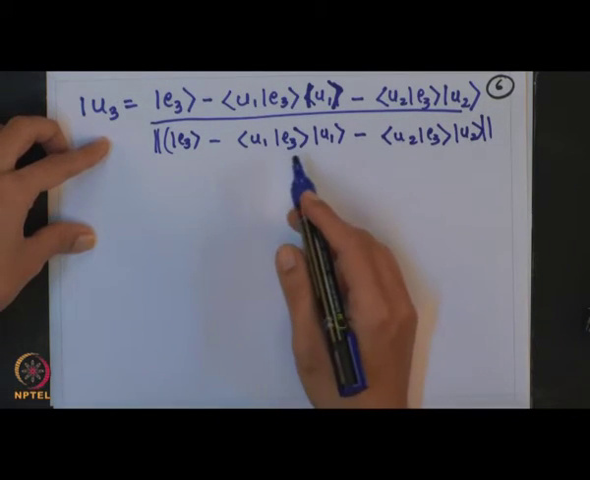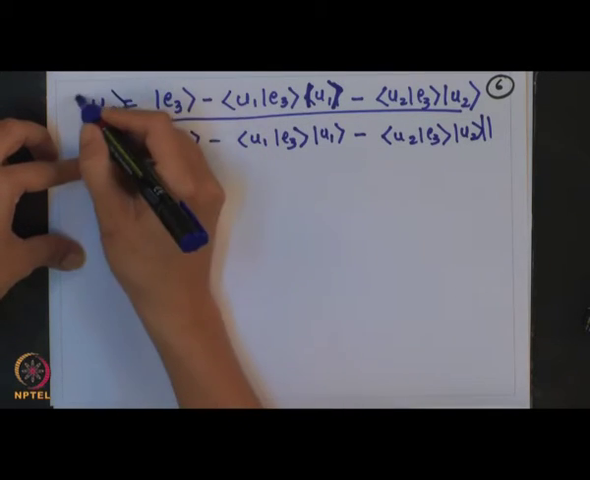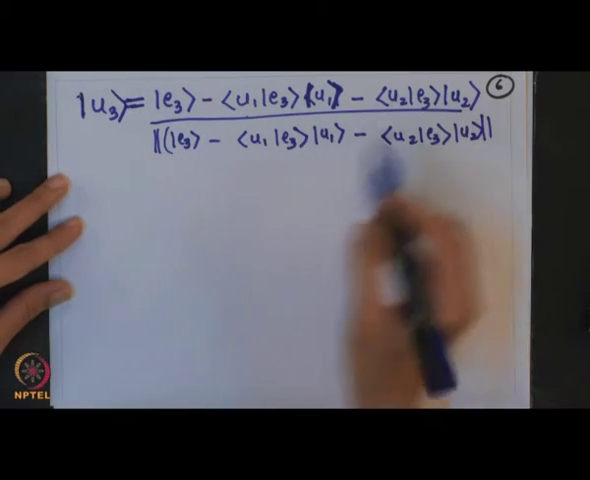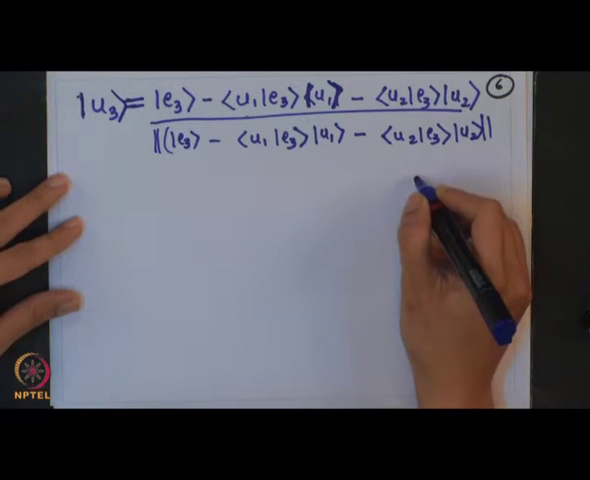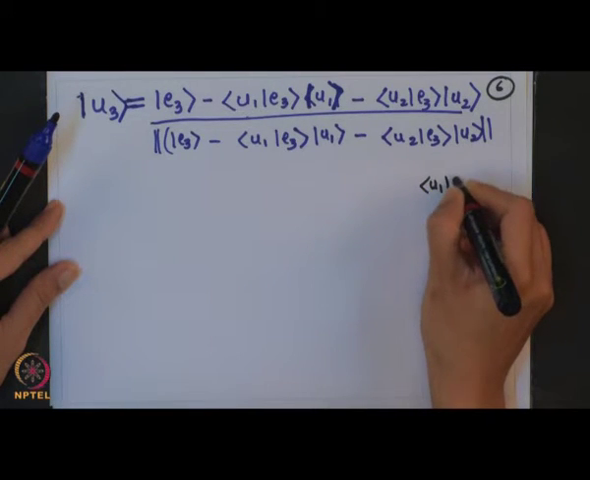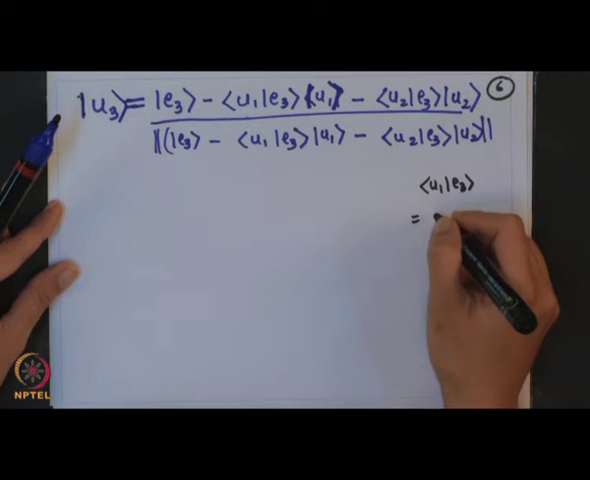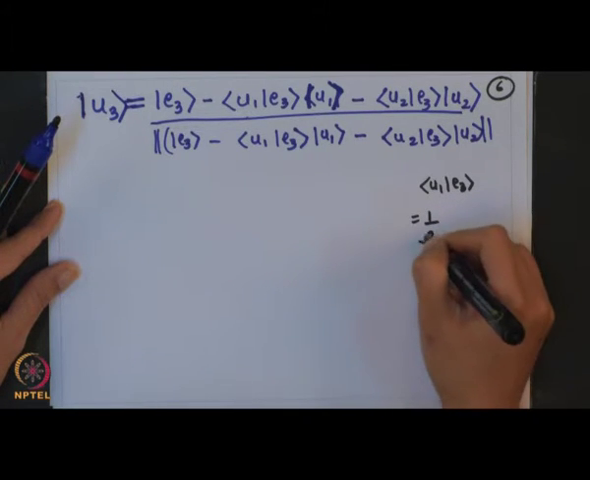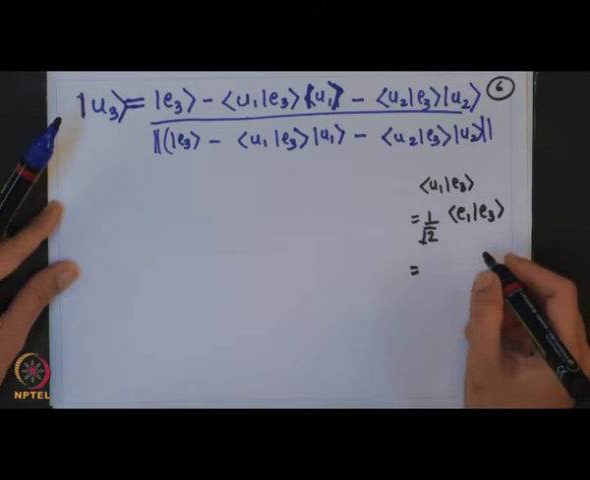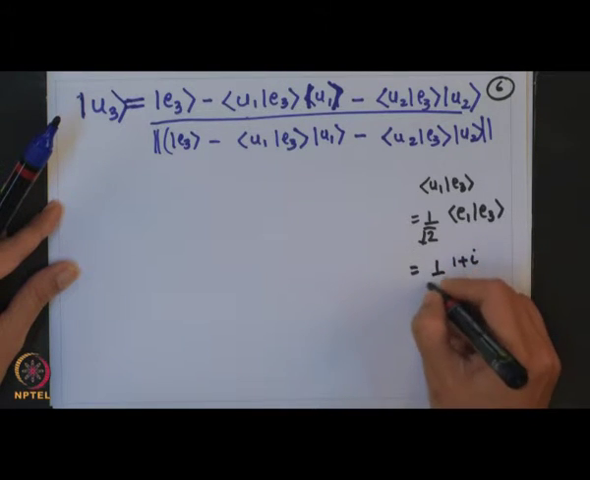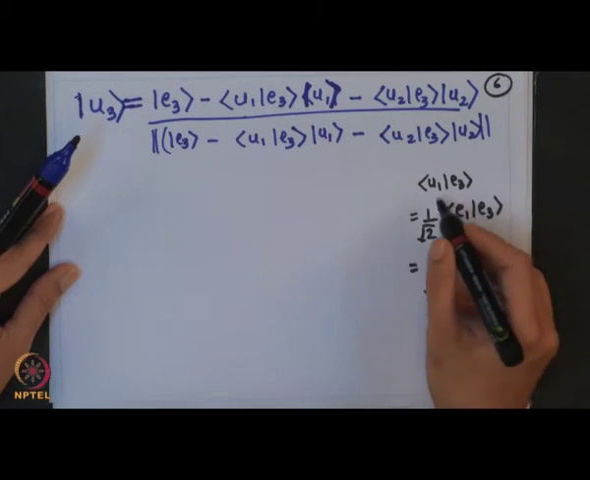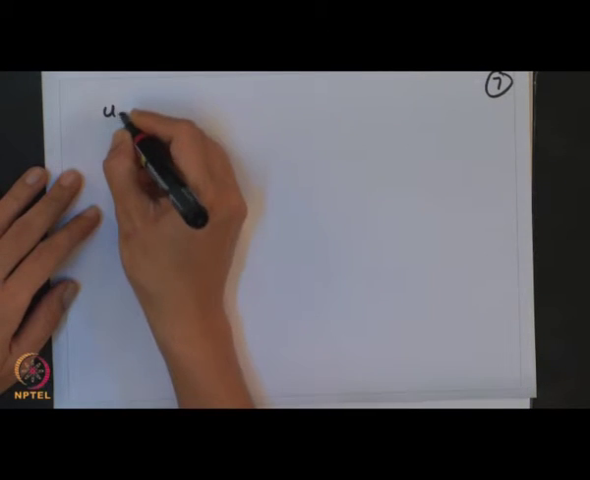Okay. Now, again, what we have to do here is first calculate U1 on E3 and U2 on E3. Just recall we have this U2. First we will do it for U1. So, U1 on E3 will be nothing but U1 is 1 by root 2 E1 on E3, and E1 on E3 is 1 plus i, this was 1 by 2. Okay. And now we substitute for U1 on E3.